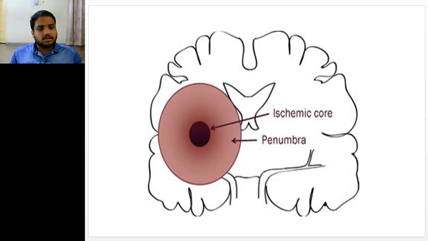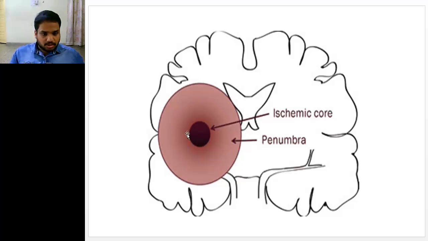Now what is the disadvantage of CT? The disadvantage is that CT is initially normal in case of infarct. The infarcts are detected after about 24 to 48 hours, and the CT also fails to detect small ischemic strokes in the posterior fossa, and also it doesn't define the ischemic penumbra. What is ischemic penumbra? I'll show you.